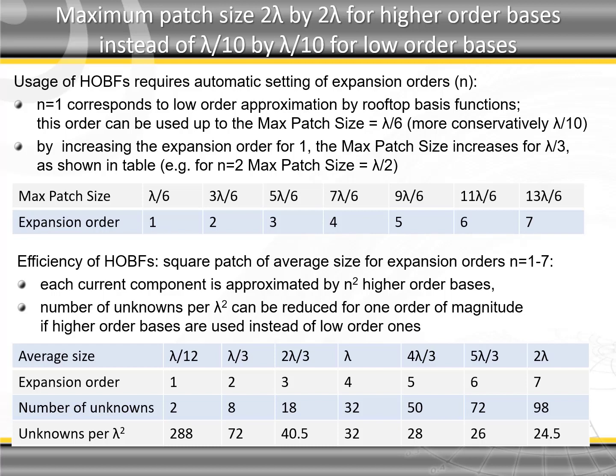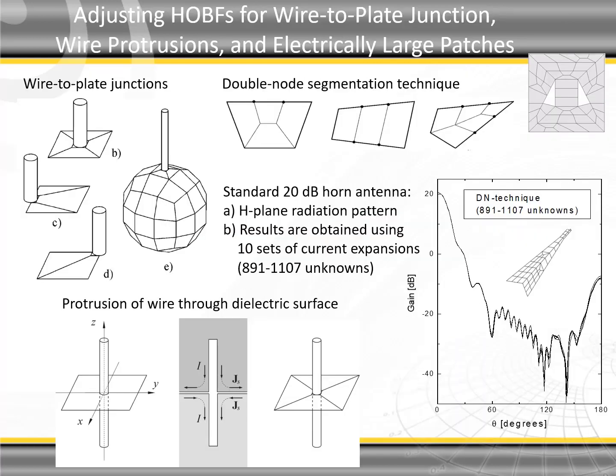In order to estimate the efficiency of higher-order bases, let us consider a square patch of average electrical size for expansion orders n going from 1 to 7. The corresponding numbers of unknowns per patch and per wavelength squared are given in the table. It is seen that the number of unknowns per wavelength squared can be reduced by 1 order of magnitude if high-order bases are used instead of low-order ones.